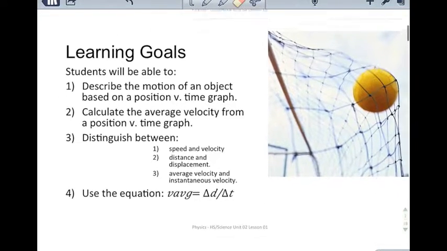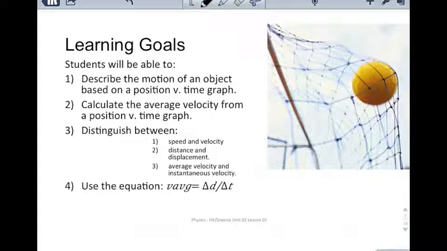Our learning goals in this particular case is we want to be able to describe the motion of an object based on a position versus time graph. Now you've already generated a position versus time graph in the Rolling Along lab, so that's nothing new. You should be able to calculate the average velocity from a position versus time graph. Now once again, that's something that's been introduced already.